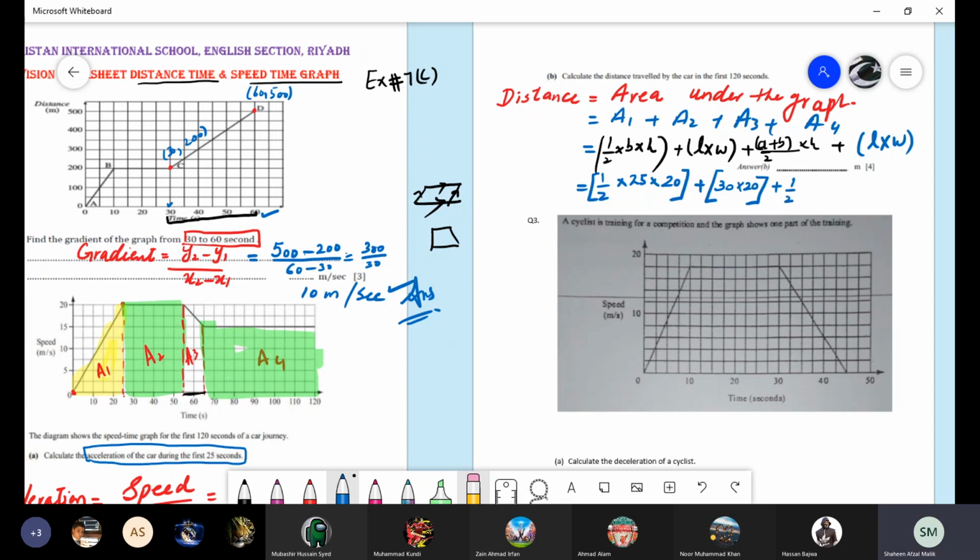1 by 2, sum of the two sides. Sum of the two sides means what are the sides? One side is 20. And what about the other side? That is 15. So 20 plus 15. And what is the total height?